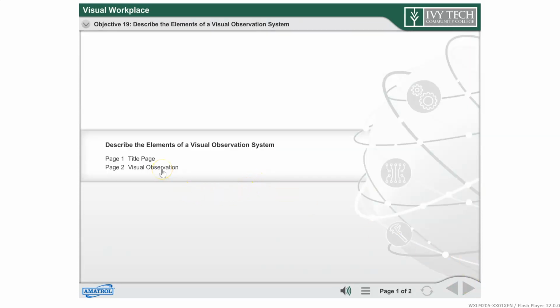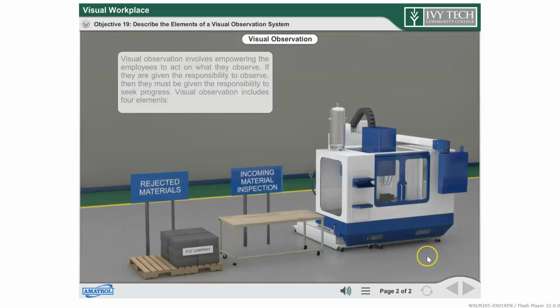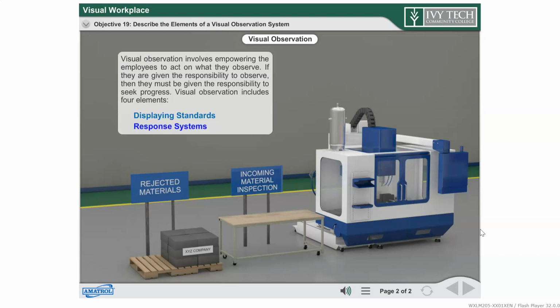Describe the elements of a visual observation system. Visual observation involves empowering the employees to act on what they observe. If they are given the responsibility to observe, then they must be given the responsibility to seek progress. Visual observation includes 4 elements: displaying standards, response systems, recording problems, and seeing beyond.